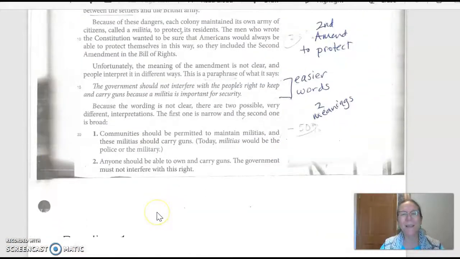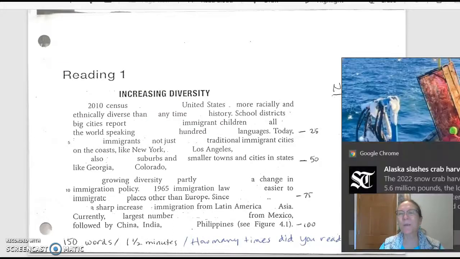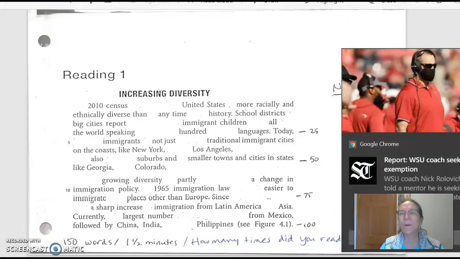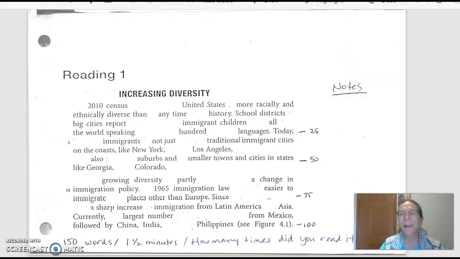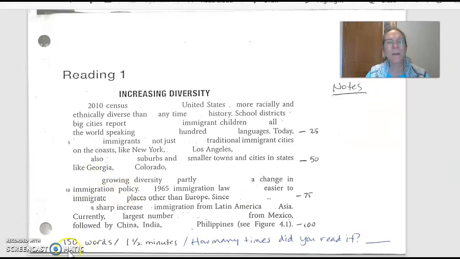All right, let's do it. Are you ready? Okay, here's another reading. This is from our diversity unit, unit 2. In this reading, you can see it's 150 words, and you're going to have a minute and a half to read. And again, I want you to read it over and over and over until I tell you to stop, okay? You're just trying to figure out what the meaning of the reading is.